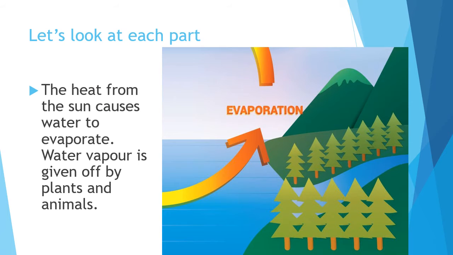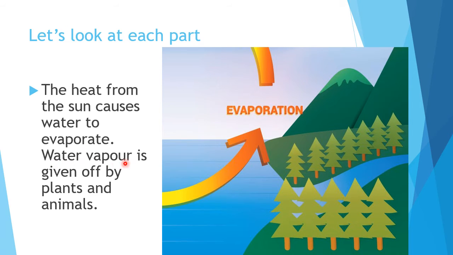So the first part, the part where there's evaporation. The heat from the sun causes water to evaporate. So because there is the sun, the water in the sea, the river, and the lakes, if there are lakes nearby, will evaporate. So they become from liquid to gas. So it goes up and up and up.